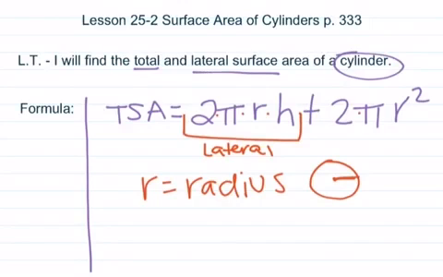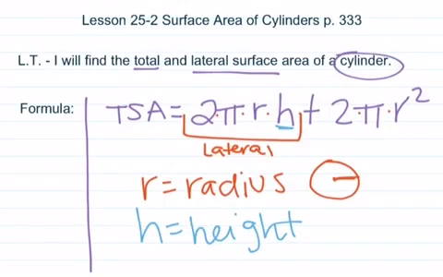Plus 2 times pi times radius squared again. And then we have our h, and this is the height of our cylinder. Okay? So, for this example, we're going to use the pi button on our calculator. The problems will specify, and again, we'll talk a little bit more about this in class, if you need to use 3.14 or the pi button, or just having your answer remain in terms of pi.